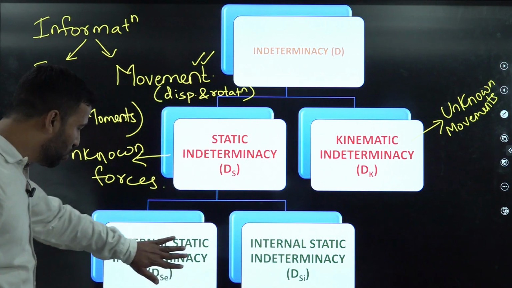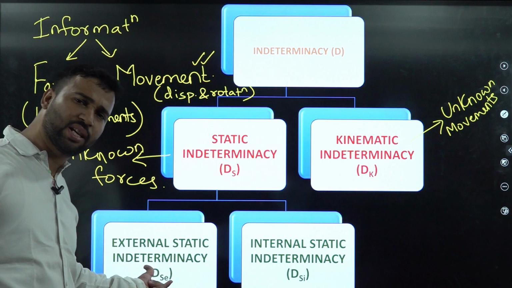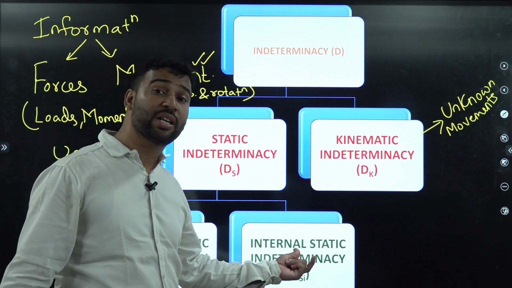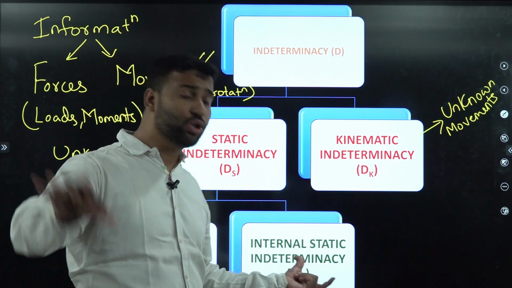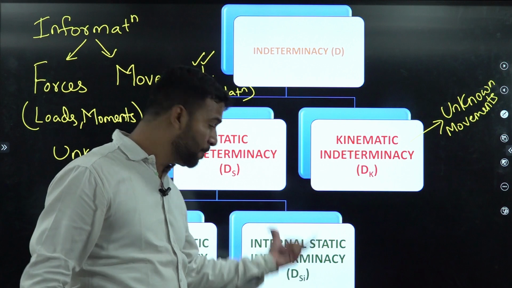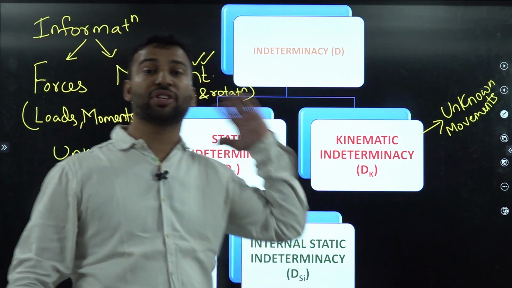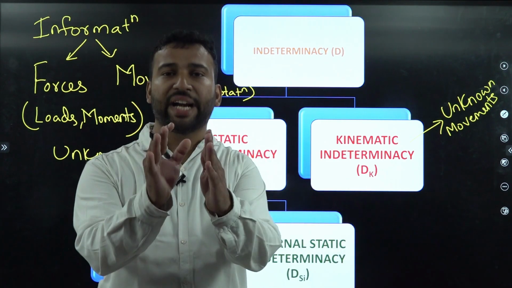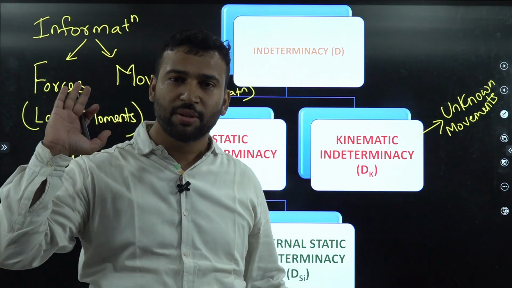So if we have unknown external forces which cannot be solved with the theory of equilibrium alone, it is known as external static indeterminacy. While if we have unknowns in the form of internal forces, that is axial force, shear force or bending moment, which cannot be solved with the theory of equilibrium alone, then it is a case of internal static indeterminacy, students. Clear? Got a clear-cut idea of what static and kinematic indeterminacy means?